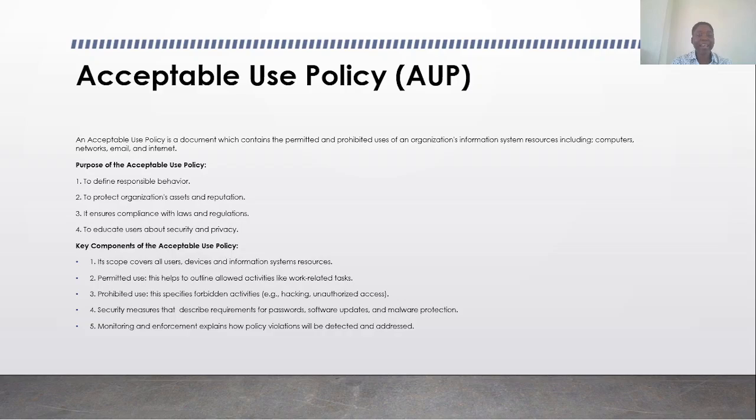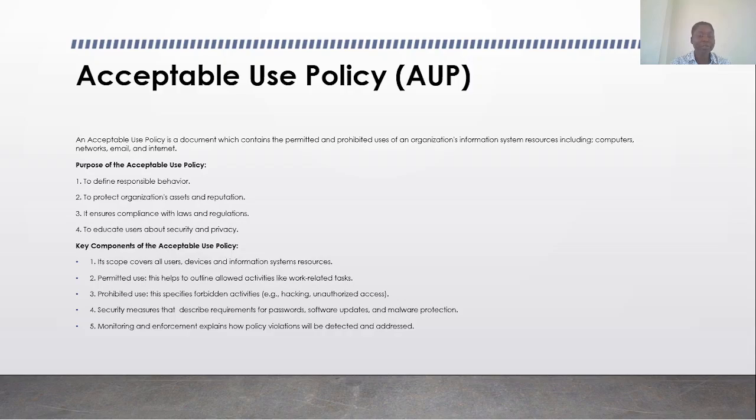We are going to see the acceptable use policy, which we have abbreviated as AUP in brackets. An acceptable use policy is the document which contains the permitted and prohibited uses of any organization's information system resources, including the computers, network, email and internet.